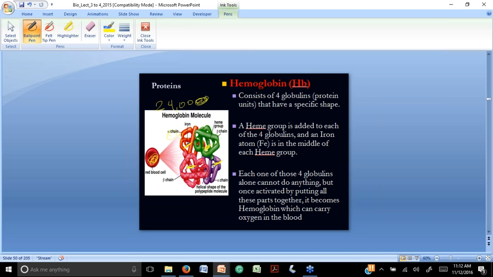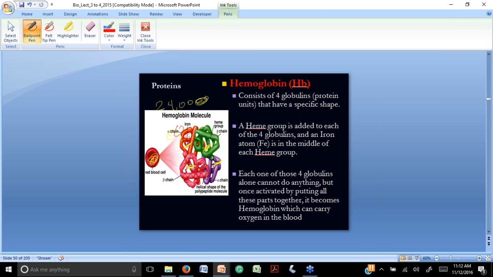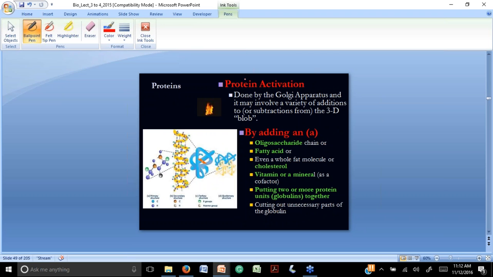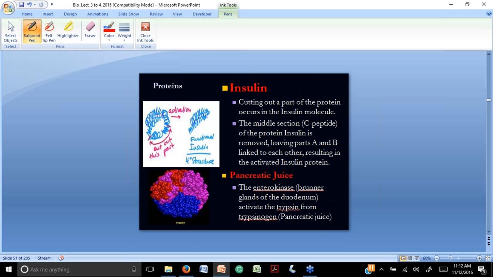And that is where the oxygen is going to come. So the oxygen is coming here. Hemoglobin is going to be an association of what? Of globin, that is a protein, plus a heme, that is a compound that has this iron.